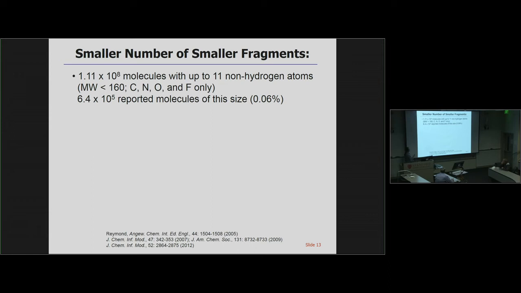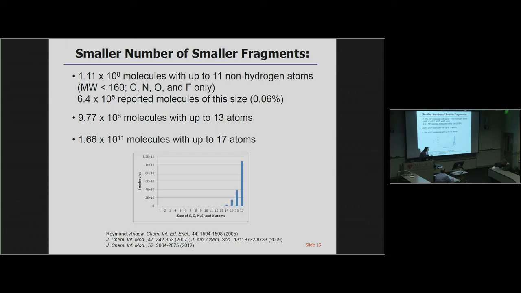They started with molecules up to 11 non-hydrogen or heavy atoms, and there's only about 100 million of these, of which a measurable fraction have actually been reported as having been made at some point. They then went up to 13 atoms, and the number increases to close to 1 billion. And then more recently, they've gone up to 17 atoms and get up to a couple hundred billion, although they had to make a lot of shortcuts to get to this library.